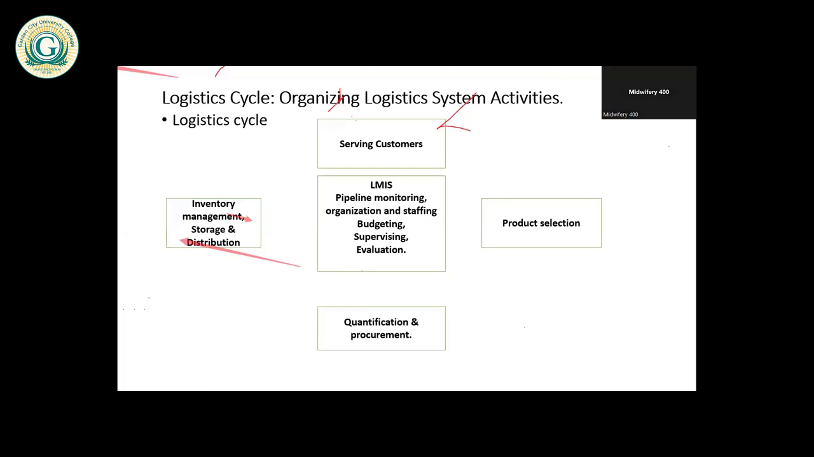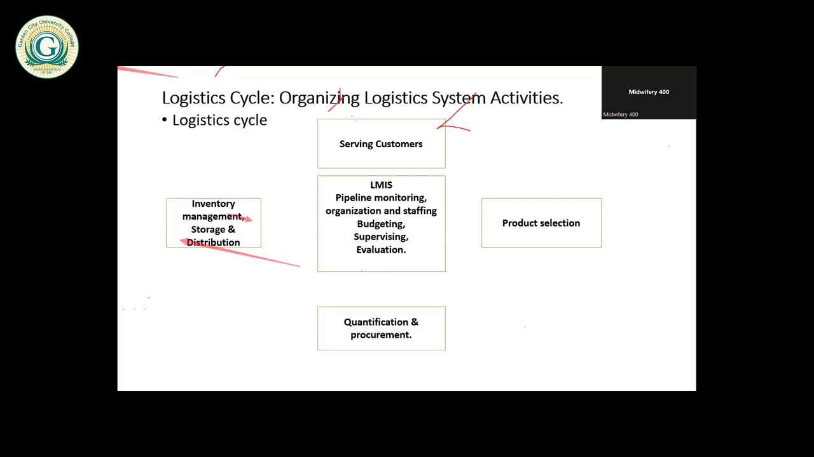Then from there, it goes to another cycle. Once you procure, somebody must manage it: inventory management, storage and distribution. Whilst managing the inventory, you need to store them, you need to make sure that the products are stored in appropriate condition or temperature. And then that aspect of distribution also comes in.